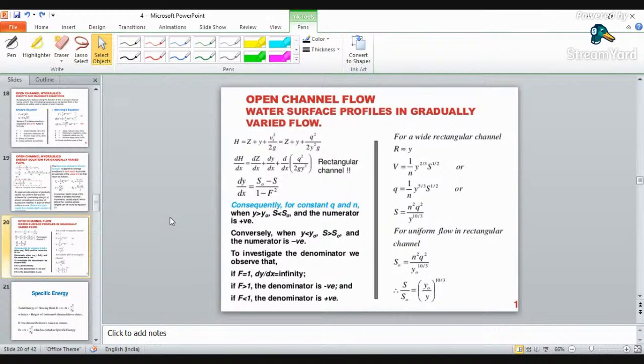So by replacing Y by R, you will get a modified equation for a wide rectangular channel, where S by S0 can be replaced by Y0 by Y to the power 10 by 3. In what condition? When it is mentioned that your channel section, or a rectangular channel section, is wide and having a uniform flow condition.